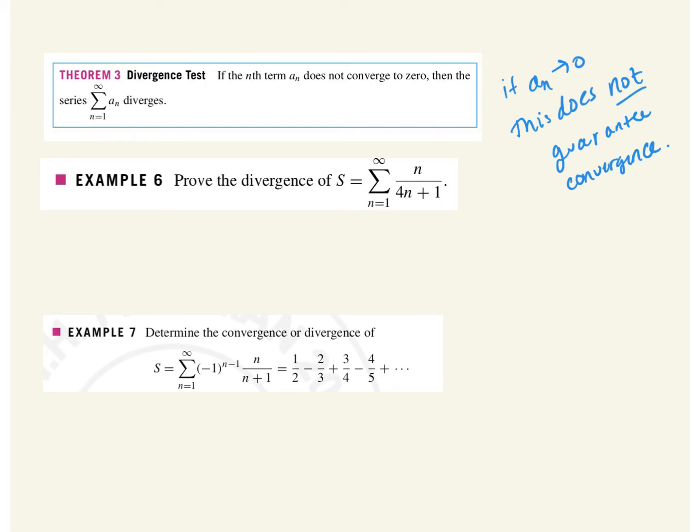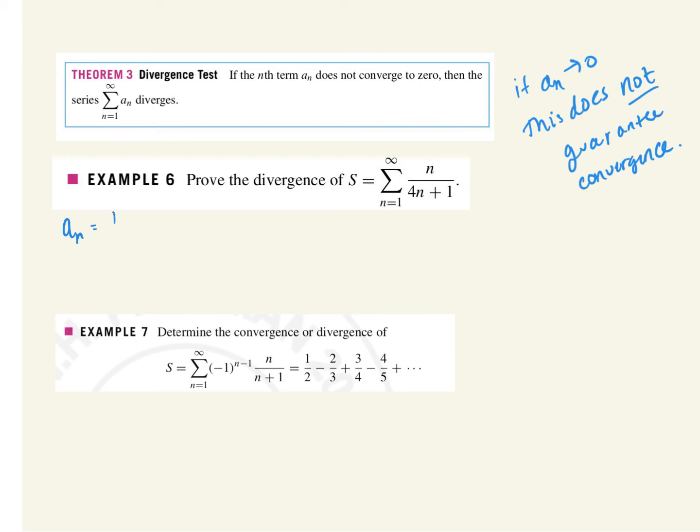Prove the divergence of S, the sum from 1 to infinity of n over 4n plus 1. So the first thing, we're dealing with the divergence test here, so we need to really take a look at the a sub n. What does it do? So I just want to, first of all, define a sub n as n over 4n plus 1. And if I take the limit of that, the limit of a sub n as n approaches infinity, or the limit as n approaches infinity of n over 4n plus 1.